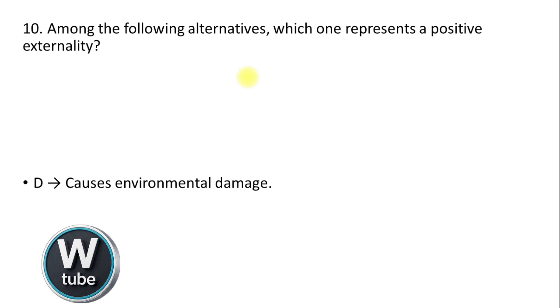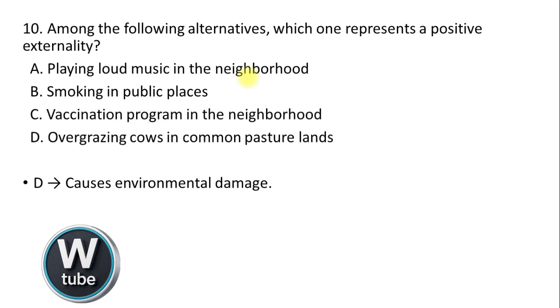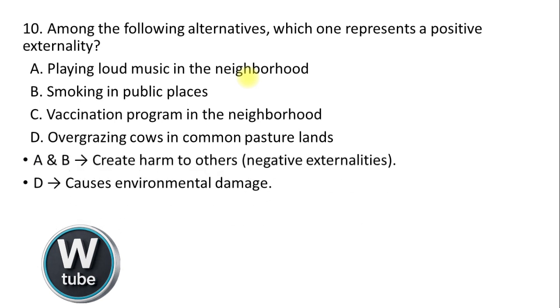Question number 10. Among the following alternatives, which one represents positive externality? A. Playing loud music in the neighborhood. B. Smoking in public places. C. Vaccination program in the neighborhood. D. Overgrazing cows in common pasture lands. Here, playing loud music in neighborhoods and smoking in public places creates harm to others. So it is negative externalities, not positive.